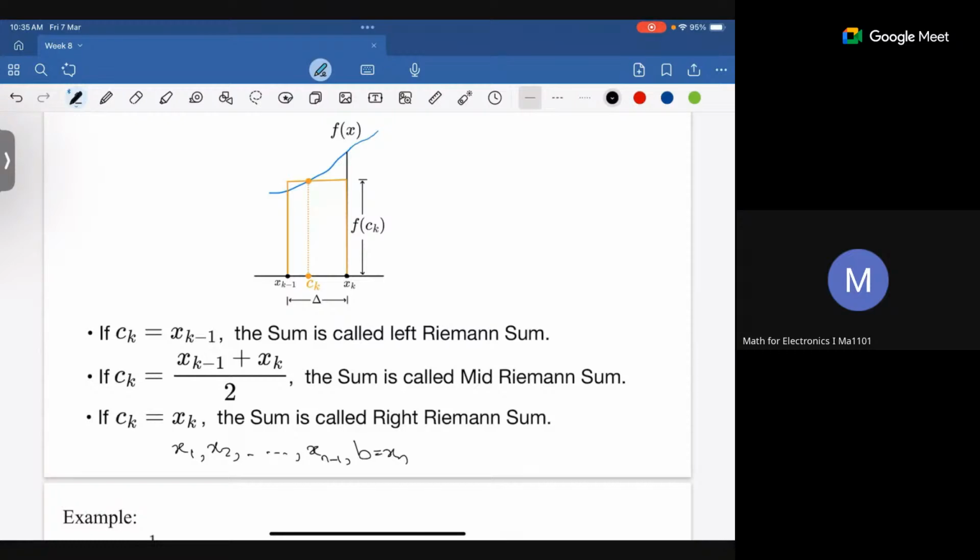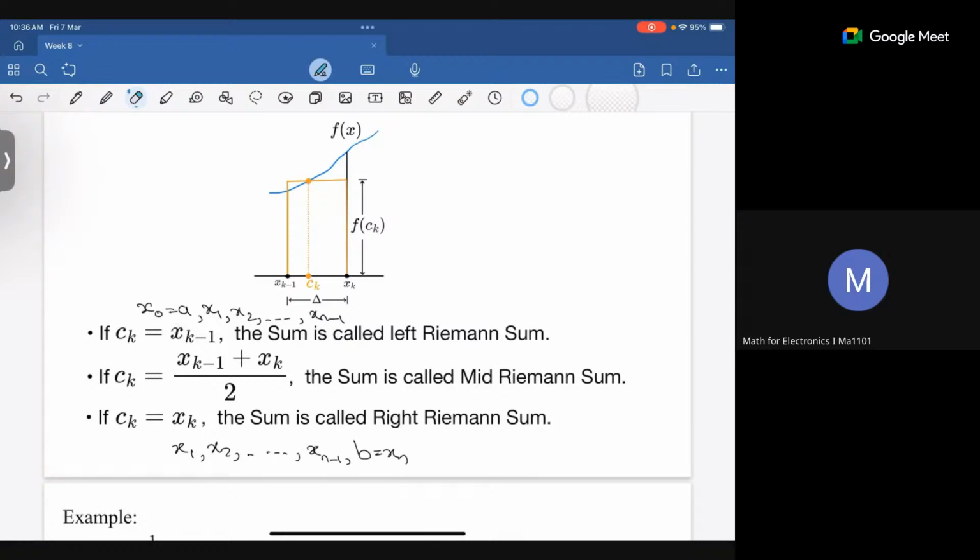Okay. If I choose the left Riemann sum, your ck's will be, the first one will be x0, which is a, and then you have to choose x1, x2 to xn minus 1. So b will not be chosen because you are choosing the leftmost point. So your c1 will be x0, your c2 will be x1. So you have to subtract 1. Right? So finally your cn will be xn minus 1.